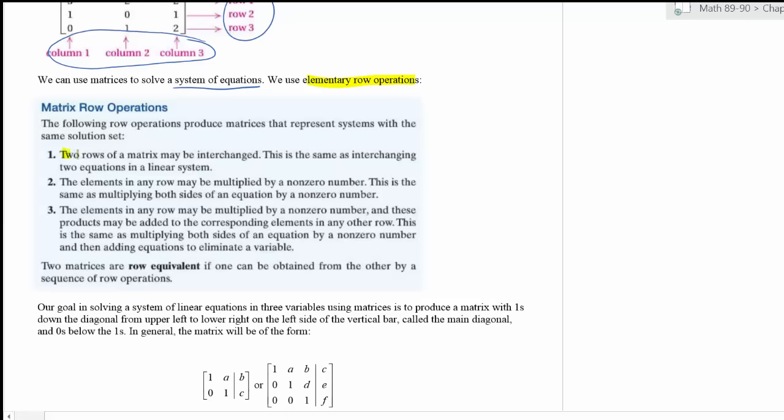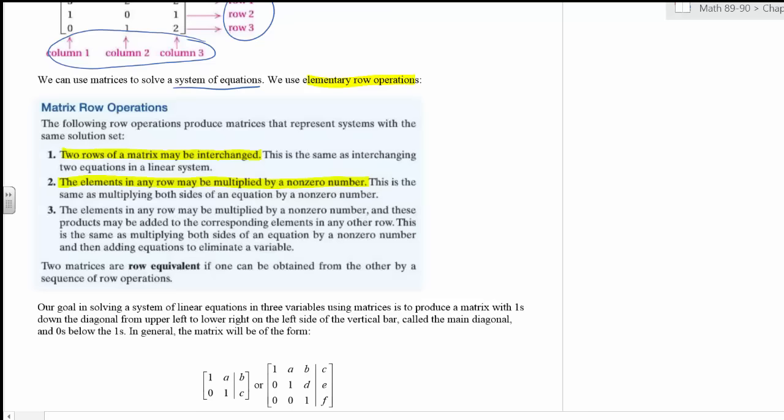The first row operation says that you can interchange any 2 rows. Well, of course you can, because the order that you write the equations in a system doesn't matter. So when you interchange the rows, you're just saying that equation 1 is on bottom and equation 2 is on top. So you're not changing the fundamental system. Number 2 says the elements in any row can be multiplied by a non-zero number. And that's just multiplying through by a constant. So we did this all the time with elimination, where we would multiply through by a negative 2 or by a 5 or whatever we needed to make an opposite so that we could eliminate a variable.